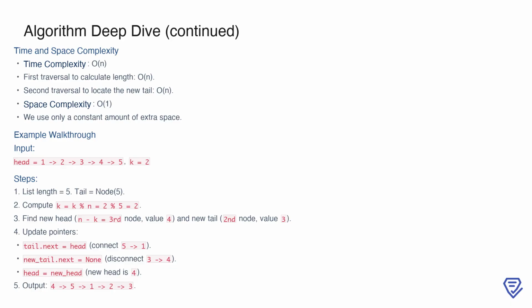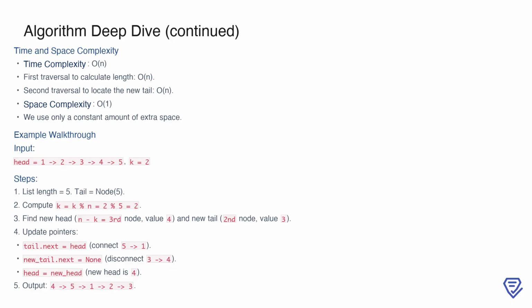Suppose the input is head equals 1-2-3-4-5 and k equals 2. First, we calculate the length of the list, which is 5, and identify the tail as the node with value 5. Next, we compute k equals k%n equals 2%5 equals 2, meaning we need to rotate the list by 2 positions. To find the new head and tail, we determine that the new head is the 4th node, which has the value 4, and the new tail is the 3rd node, which has the value 3.